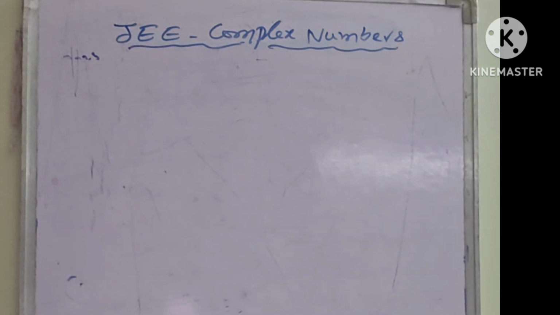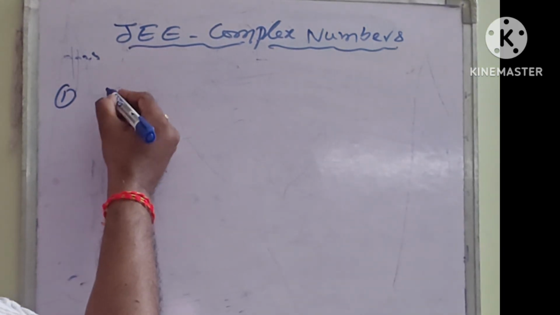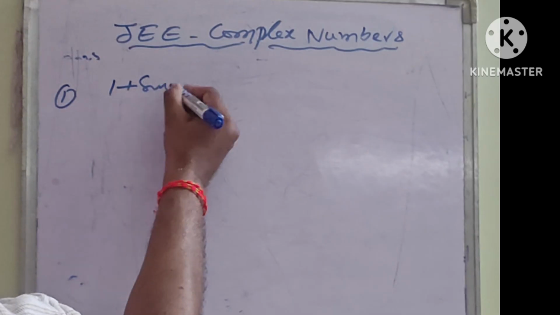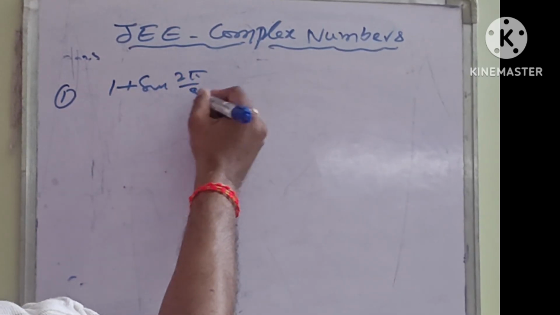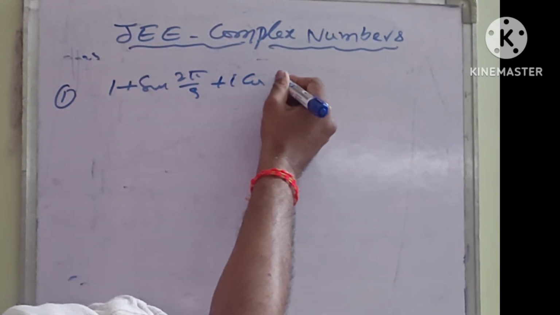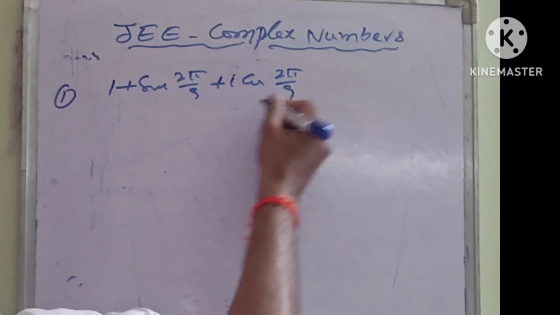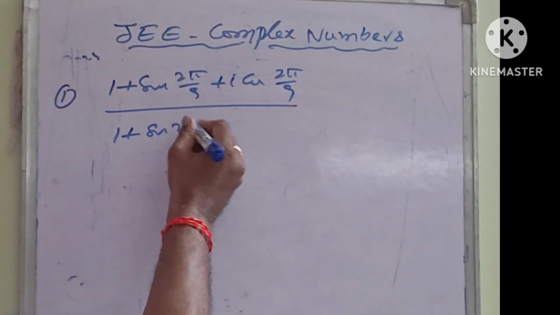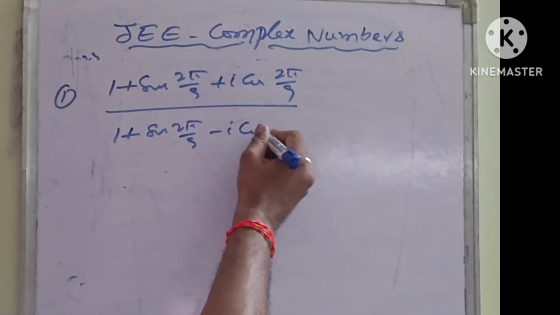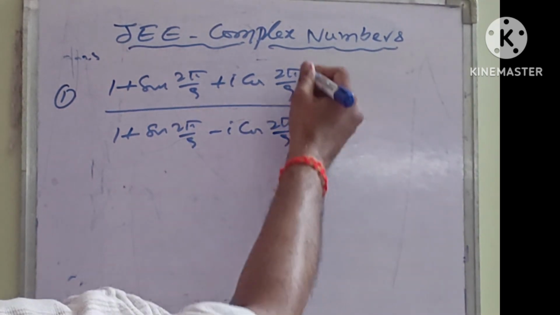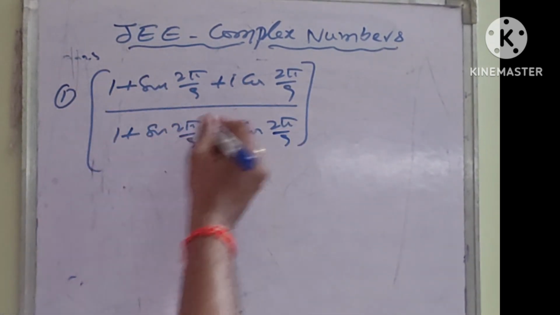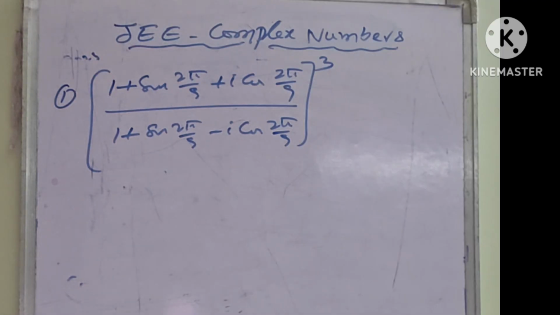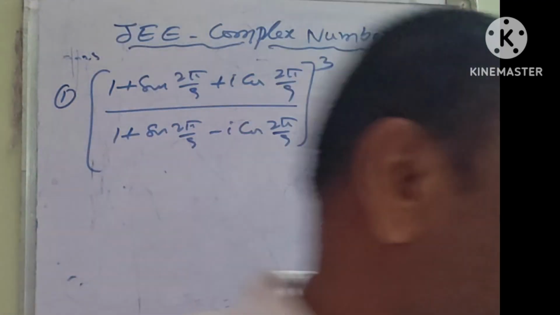Another model: the value of (1 plus sin 2 pi by 9 plus i cos 2 pi by 9) by (1 plus sin 2 pi by 9 minus i cos 2 pi by 9) whole power 3 is. So this is a 2023 question.